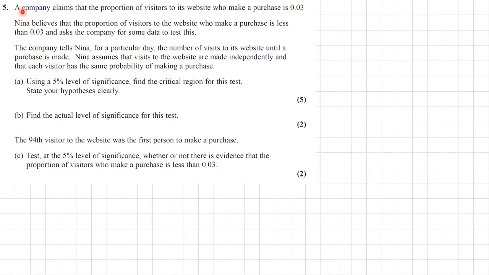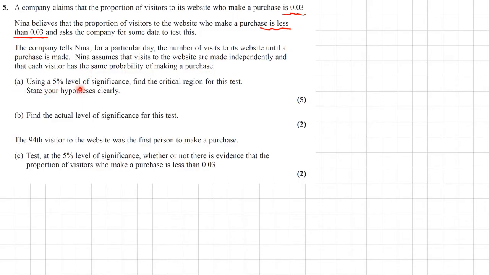Question 5. A company claims that the proportion of visitors to its website who make a purchase is 0.03. Nina believes that the proportion of visitors to the website who make a purchase is less than 0.03 and asks the company for some data to test this. The company tells Nina, for a particular day, the number of visits to its website until a purchase is made. Nina assumes that visits to the website are made independently and that each visitor has the same probability of making the purchase.